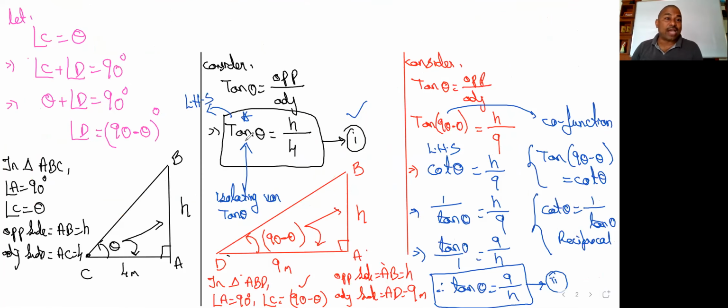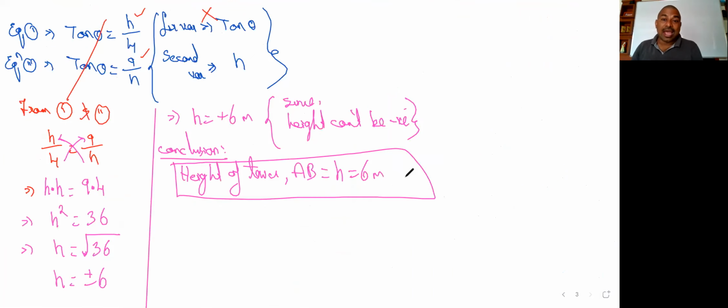In the first triangle, I have isolated for tan theta. In the second triangle also, I want to isolate for tan theta. Here, which is the isolating variable we have taken? Tan theta. Then we have solved it, and we got the value of the tower as h meters. Hope you are able to understand.